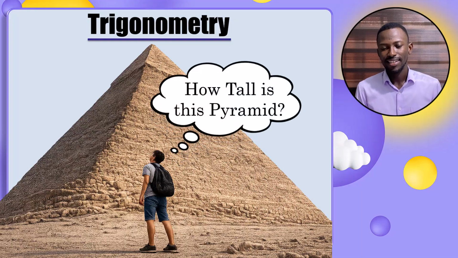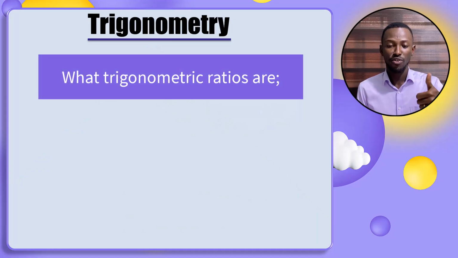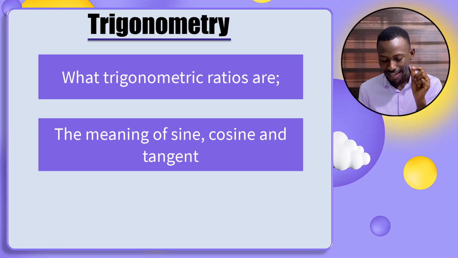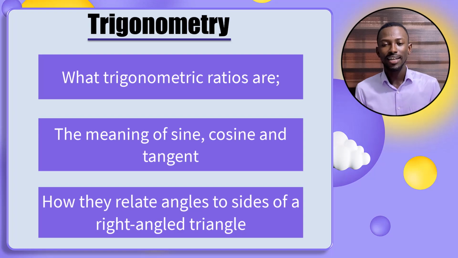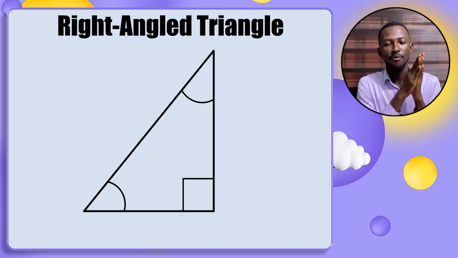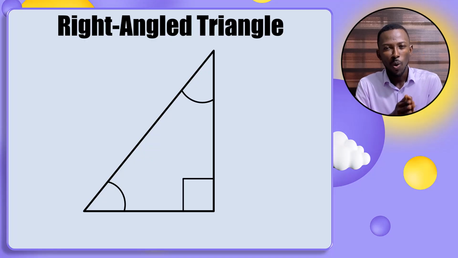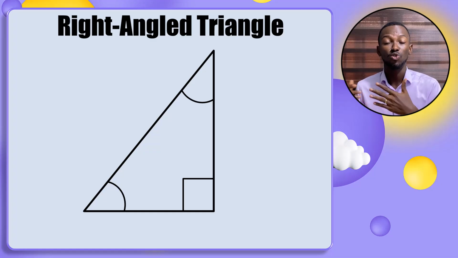So in this lesson, as we are wondering about the height of these things, we'll be considering what trigonometric ratios are, and also look at sine, cosine, and tangent. And we'll see how sine, cosine, and tangent relate angles of a triangle to the sides of the triangle, but more specifically, a right-angled triangle. So now let's get started and move on to the first thing we have to consider. That is a right-angled triangle. What is a right-angled triangle? We need to understand the right-angled triangle so that we can consider the trigonometric ratios.